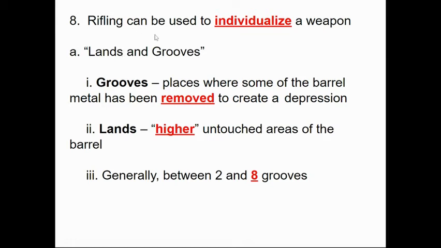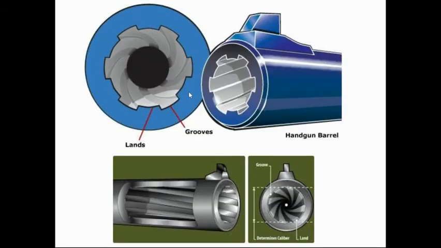And these are things called lands and grooves. Grooves are where some of the barrel has had its metal removed to create a depression. Lands are the raised edges. Generally, there are 2 to 8 of these grooves when you look at rifling. Now, there are different types of rifling, but in this case, let's just look at this. This indentation right here would be a groove. This is a raised edge. The bullet is going to fit snugly into here. So as it travels down, it gets spun by this, but it's also scraping that bullet, which is softer than the material around it, and it leaves an impression on it.